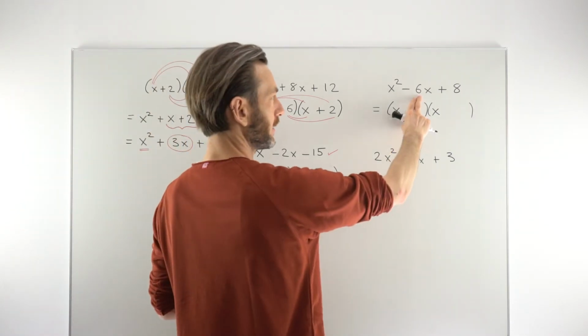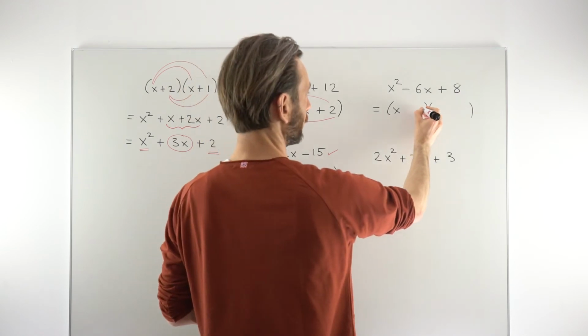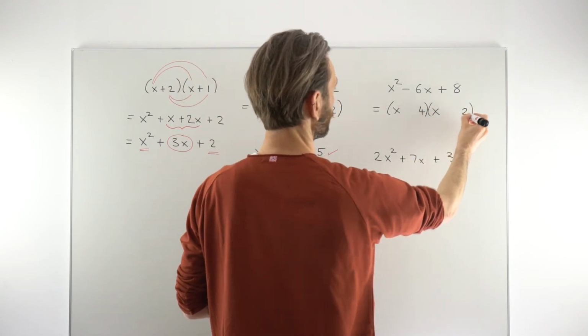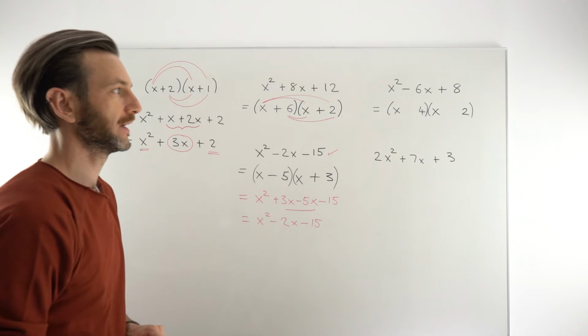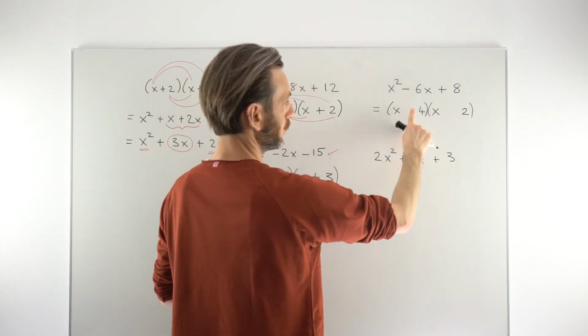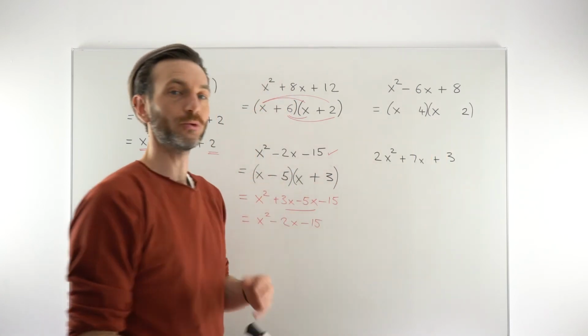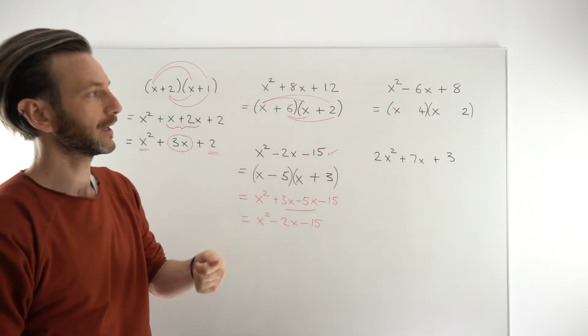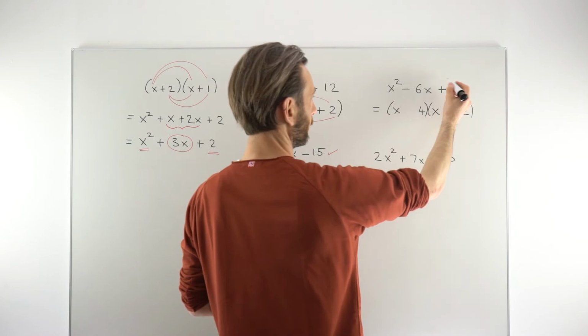You can't make a 6 with an 8 and a 1, so it has to be a 4 and a 2. So stick in your 4 and your 2. Just got to think then about the signs. So we need to make a plus 8, so it could be plus plus, but it could also be minus minus, because minus 4 times minus 2 also gives you a positive 8.